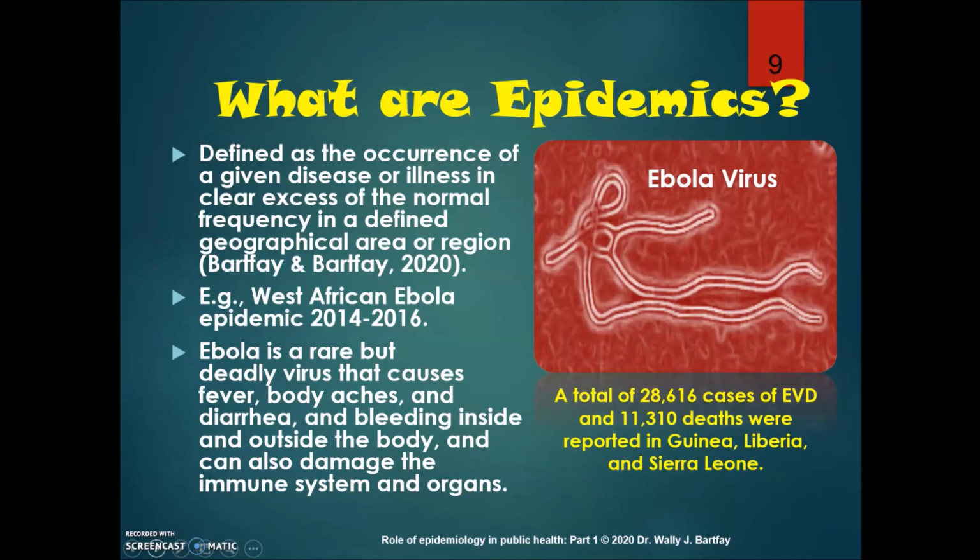During the 2014-2016 epidemic in Eastern Africa, a total of over 228,000 cases of EVD and over 11,000 deaths were reported in Guinea, Liberia, and Sierra Leone.